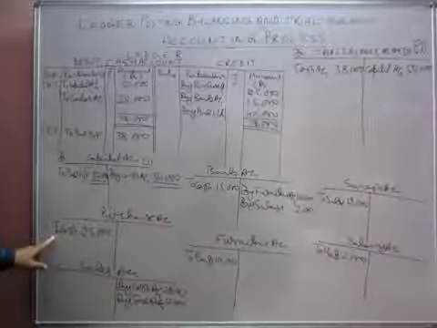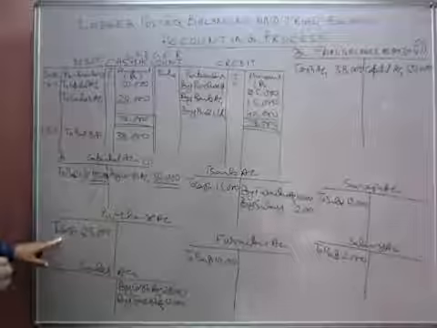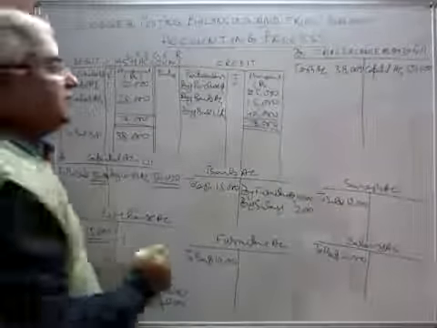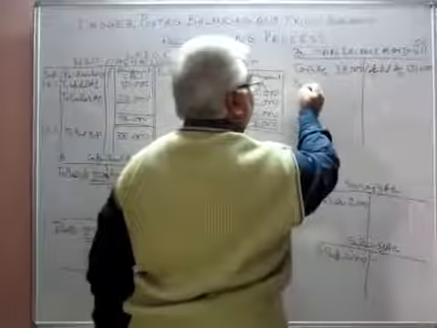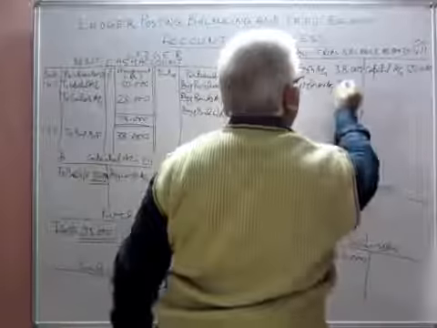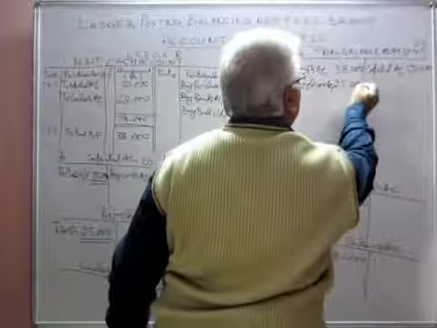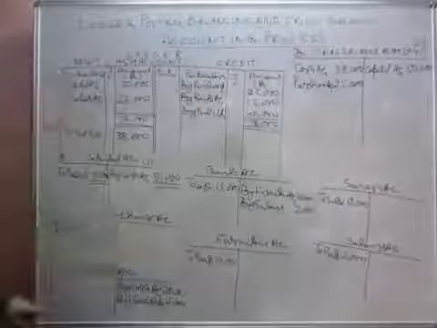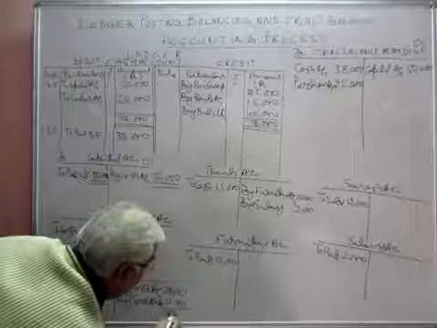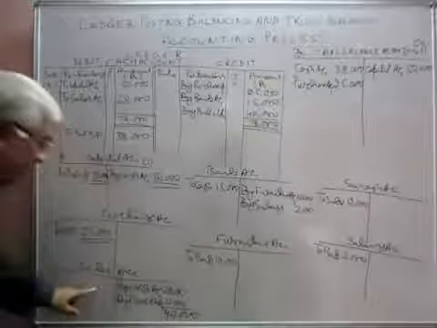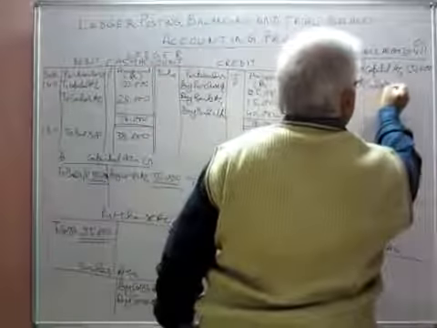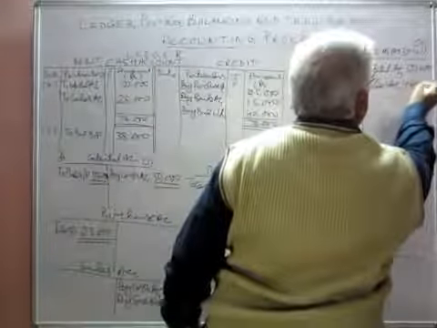And what about purchase account? It is a debit balance. Okay, so 25,000 will be put here. Purchase account debit is 25,000. And here we have sales account. Its total is 40,000. It's a credit balance. So sales account 40,000.